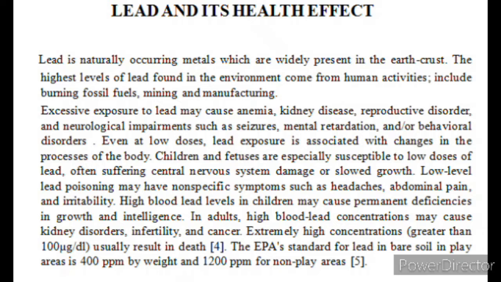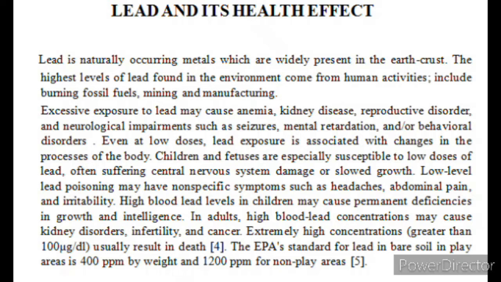So now, lead and its health effects. Lead is widely known as a naturally occurring metal which is widely present in the earth's crust. The highest level of lead found in the environment comes from human activities, which include burning fossil fuel, anthropogenic activity such as mining, and also manufacturing. Excessive exposure to lead may cause anemia, kidney diseases, reproductive disorder, and neurological impairment, such as seizure, mental retardation, and behavioral disorder. Even at low doses, lead exposure is associated with changes in the processes of the body.